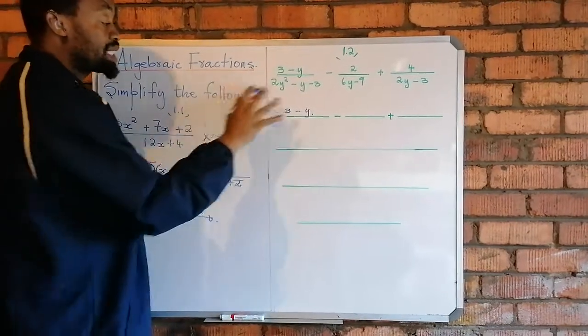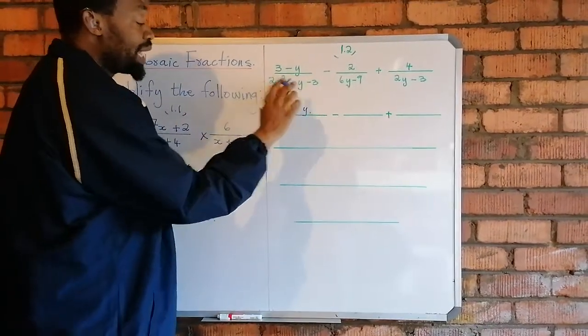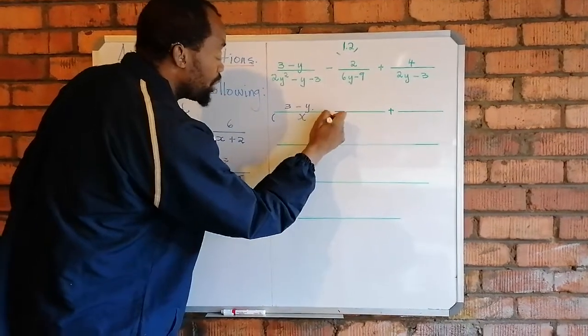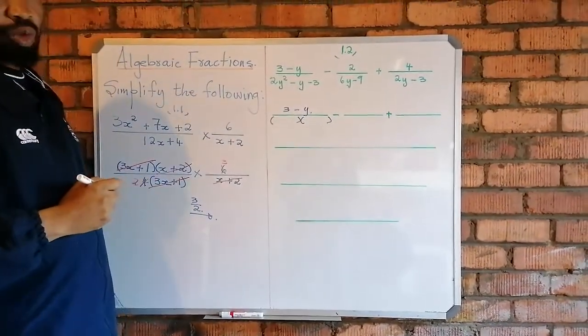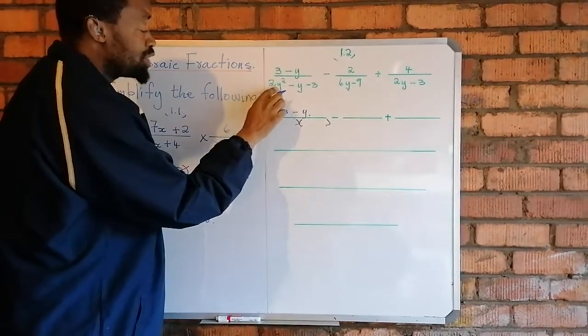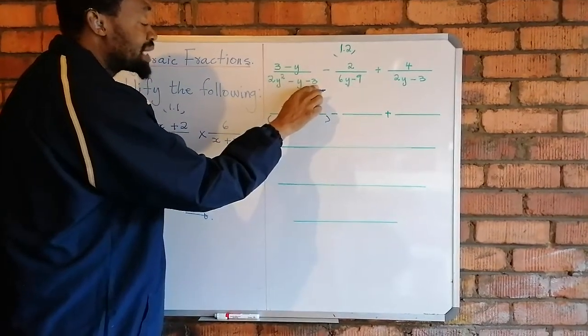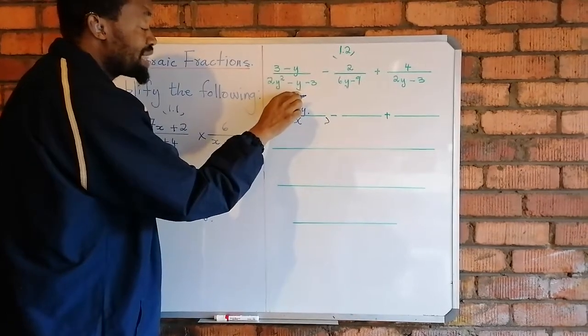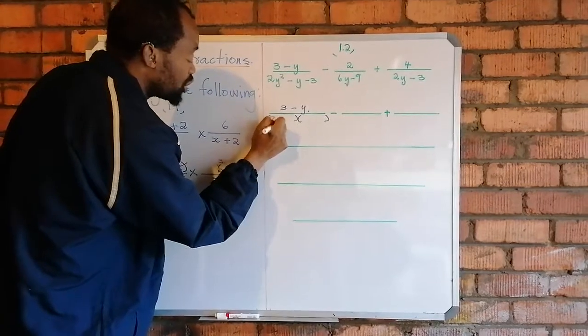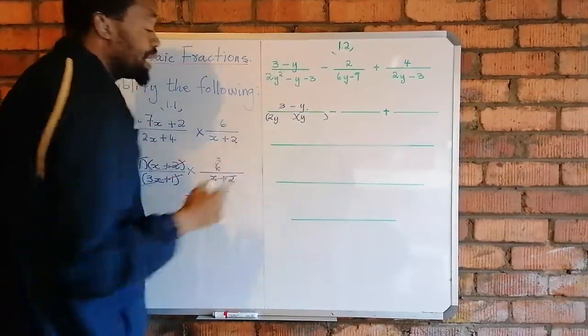I'm going to the second one now. If you look at this, it's a quadratic. That is why I'm going to have 2 brackets. It's a quadratic expression. The factors of 2y squared and the factors of minus 3 must work together to give me that. That is why I'm going to say factors of 2y squared are 2y and y.